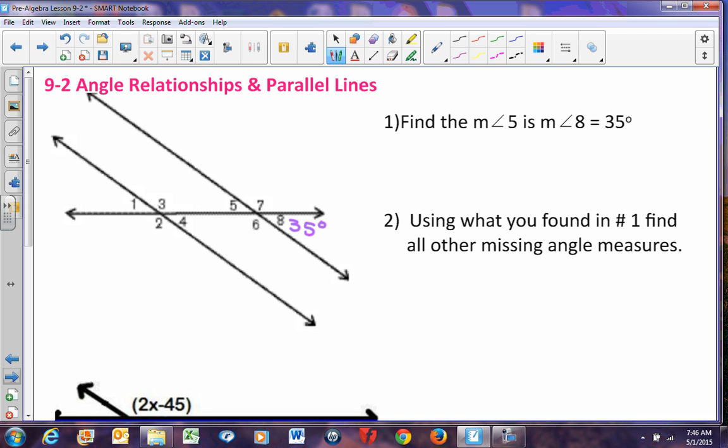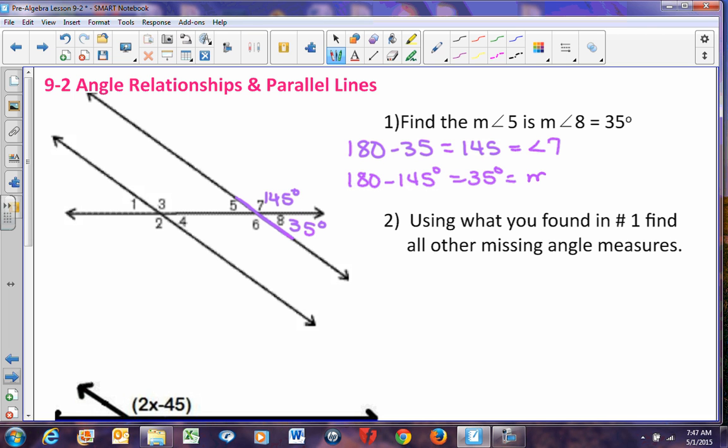You could say, oh, angle 7 and angle 8 make a straight line, so they have to equal 180 degrees. So if I take 180 and I subtract 35, that's going to give me the measure of angle 7, which then I can use to find the measure of angle 5 if I forgot that vertical angles were equal. So 180 minus 35 gives me 145 degrees. That's angle 7. If I take 180 and subtract 145 degrees, I get back to 35 degrees.